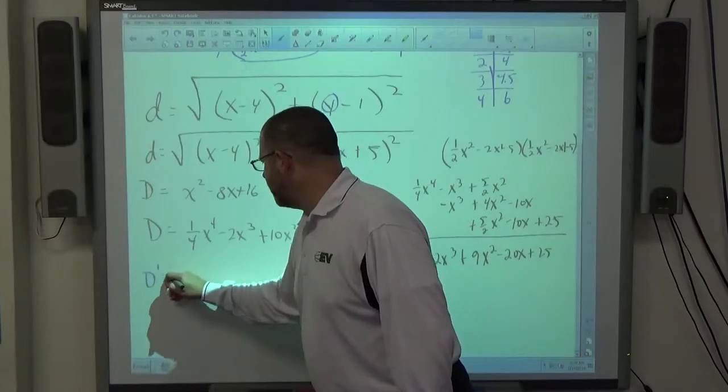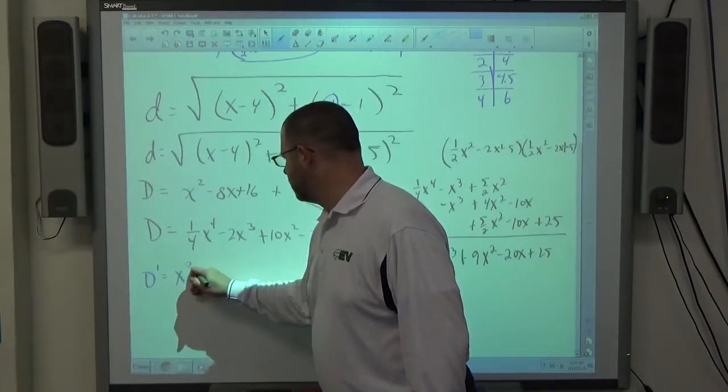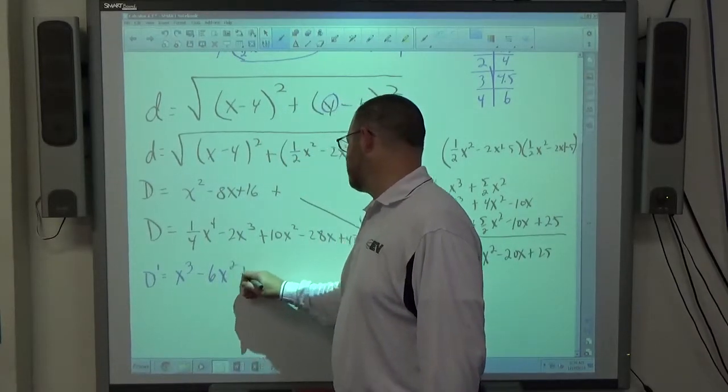D prime is going to equal x^3 - 6x^2 + 20x - 28.